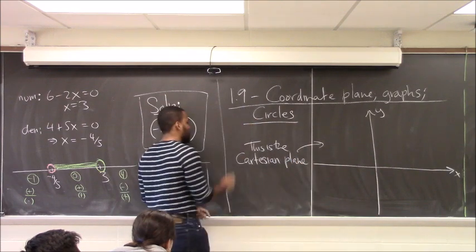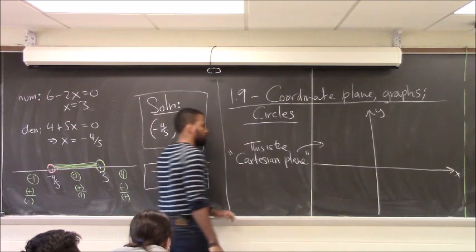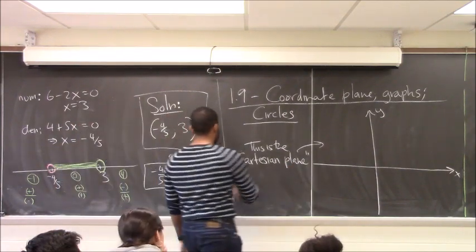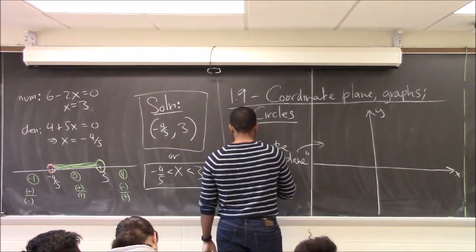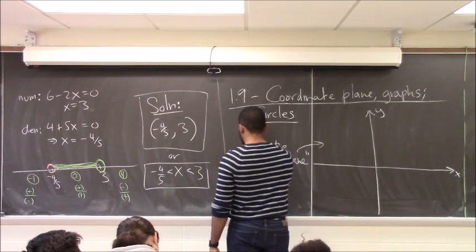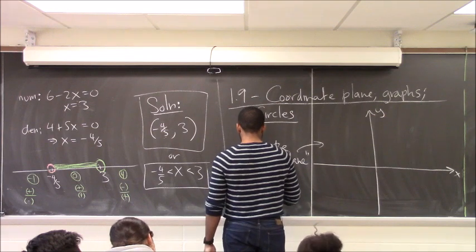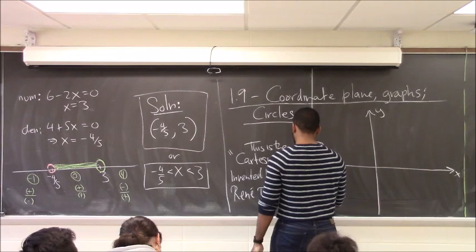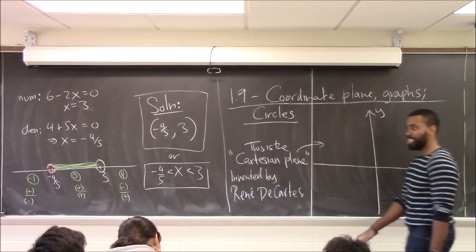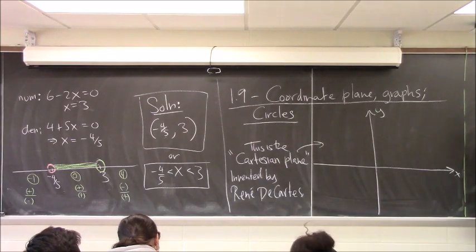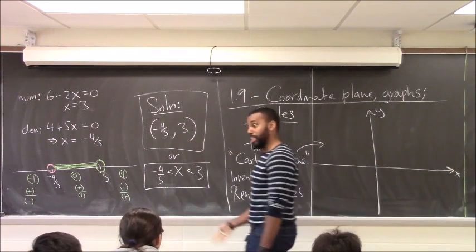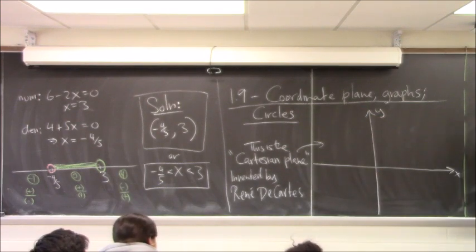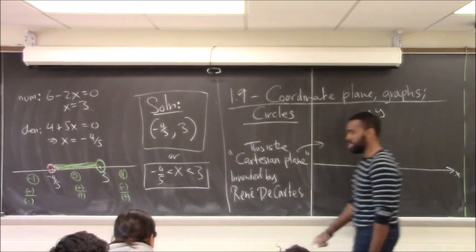Does anyone know why it's called the Cartesian plane? It was invented by Monsieur René Descartes. You guys know that guy? It's a philosopher, the guy who came up with "I think therefore I am." That guy invented the XY plane. It was a very, very important invention.